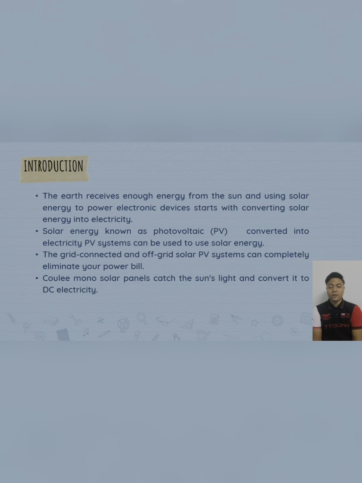I will explain the introduction. First, the earth receives enough energy from the sun, and using solar energy to power electronic devices starts with converting solar energy into electricity. Solar energy, known as photovoltaic (PV), is converted into electricity, and a PV system can be used to harness solar energy. Next, grid-connected and off-grid solar PV systems can completely eliminate your power bill. Lastly, the monocrystalline solar panel catches the sun's light and converts it to DC electricity.